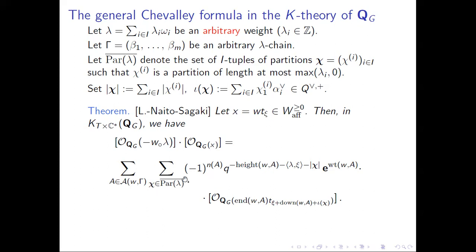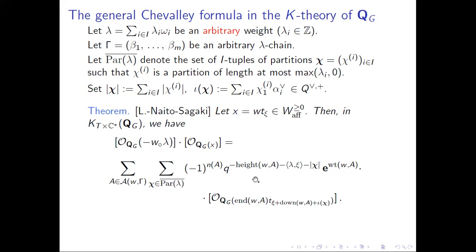Most of the time, this second sum, this interior sum, is infinite. But when all of these coefficients are negative, so when the weight is anti-dominant, then there is no partition for any of these i's. So then the second sum is simply missing. So you get a finite expansion only when lambda is anti-dominant. Otherwise, you have this interior sum, which is infinite, because these partitions can have parts as long as you want.